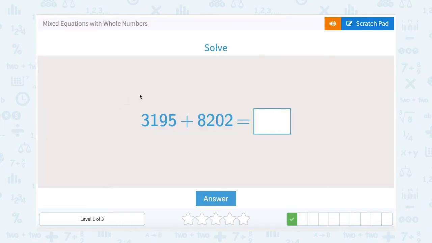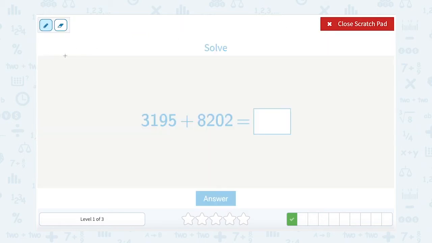Okay, this time I'm adding 3,195 and 8,202. Okay, well, I'm just going to line these up to make my math a little easier for me to see. And again, just like before, I'm lining up the thousands, the hundreds, the tens, and the ones.